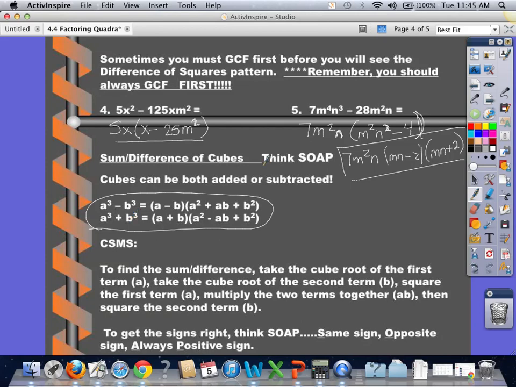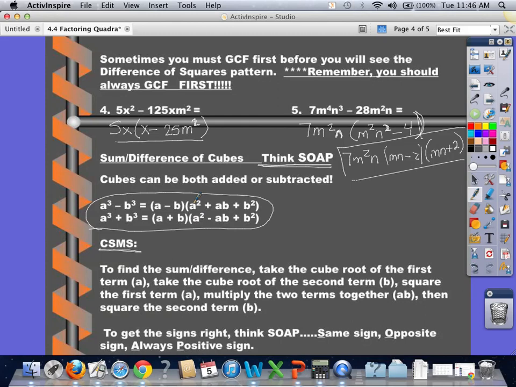The way you remember that is to think about SOAP, S-O-A-P, and K-Spring Middle School. Those are the easy ways to do it. SOAP will get your signs right, and K-Spring Middle School will tell you what to do with the numbers or letters. All right, so to find the sum or difference, you take the cube root of the first term. So that's why we take a cubed and make it a. The cube root of a cubed is a. Then you take the cube root of the second term, so b cubed will split up to just b. And then you multiply the two together, a times b.